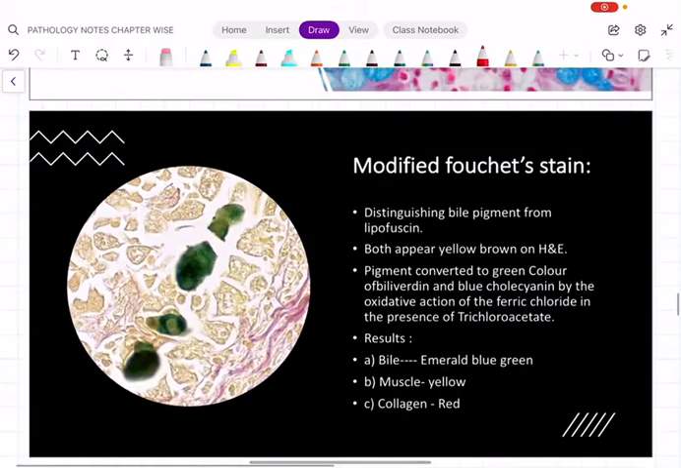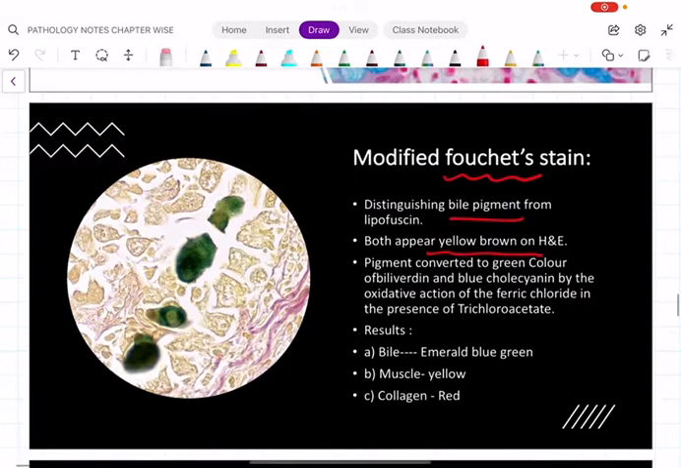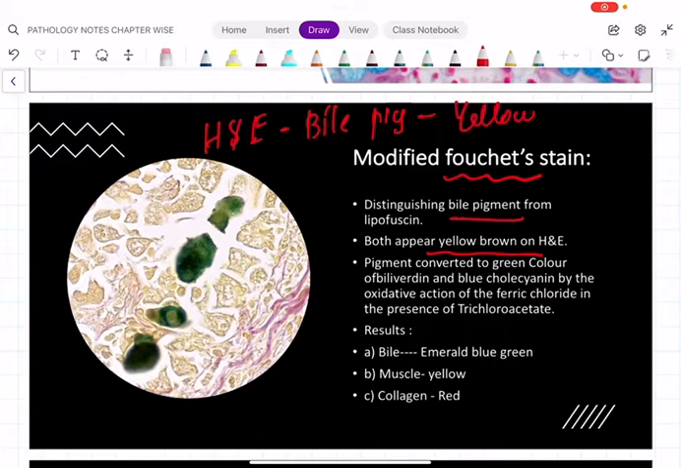Then we have what is called modified Fouchet's. Yes, Fouchet's test you have done for bile pigments. Of course, here also the bile pigments will appear yellow-brown on hematoxylin and eosin. Remember, even in our normal hematoxylin and eosin staining, the bile pigments can be seen. What is the color? They will stain yellow-brown.